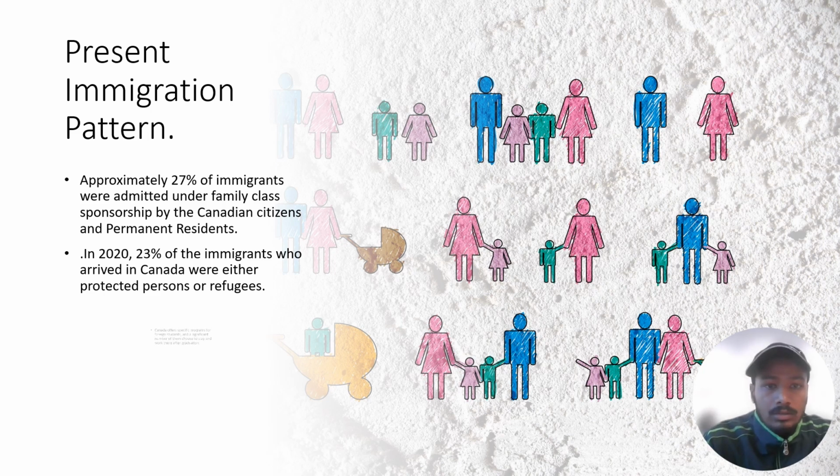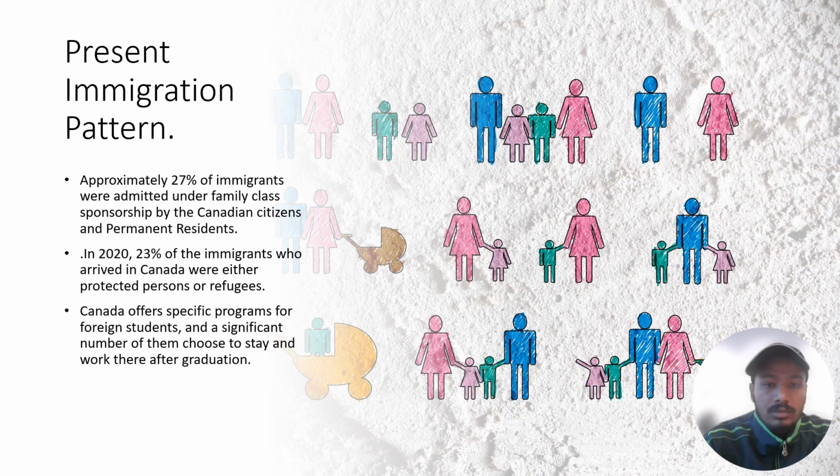Now, if we talk about international students, Canada is one of the top countries which attract international students. Because Canada has special programs for international students, many of them decide to remain and work there after graduation. Canada is an attractive destination for international students due to its high quality education system and diverse campuses. The country offers specific programs that allow international students to work part-time during their studies and obtain a postgraduate work permit to stay and work in Canada after completing their degrees.